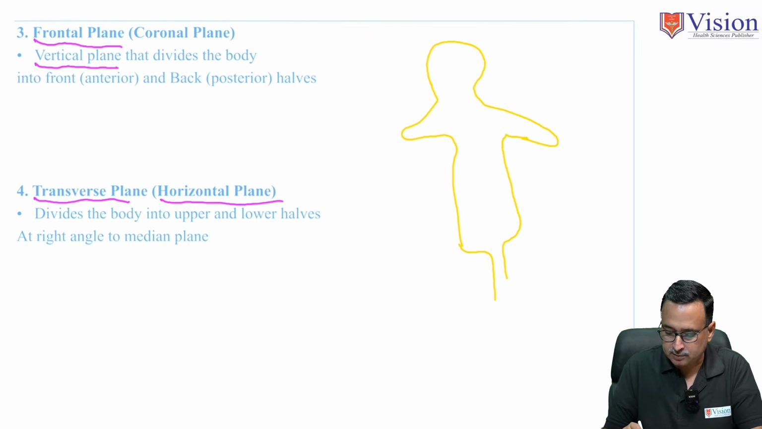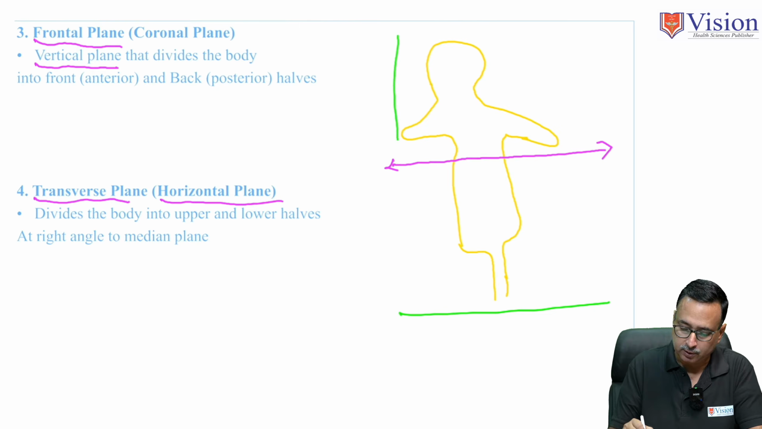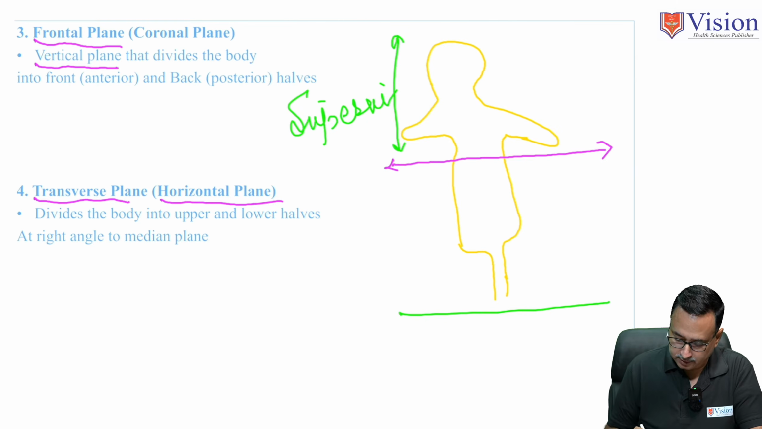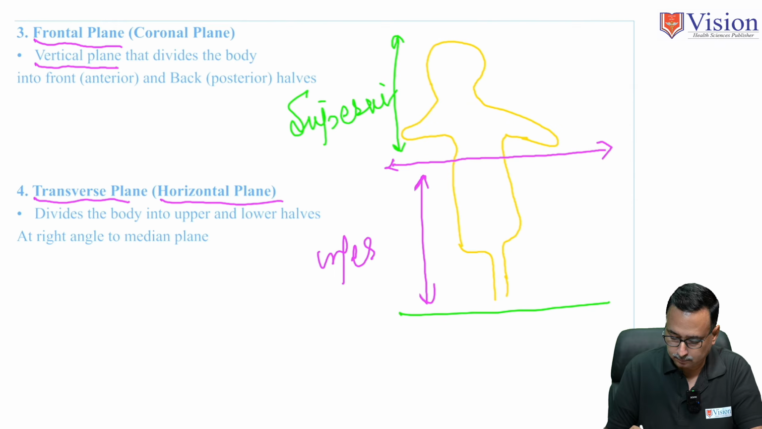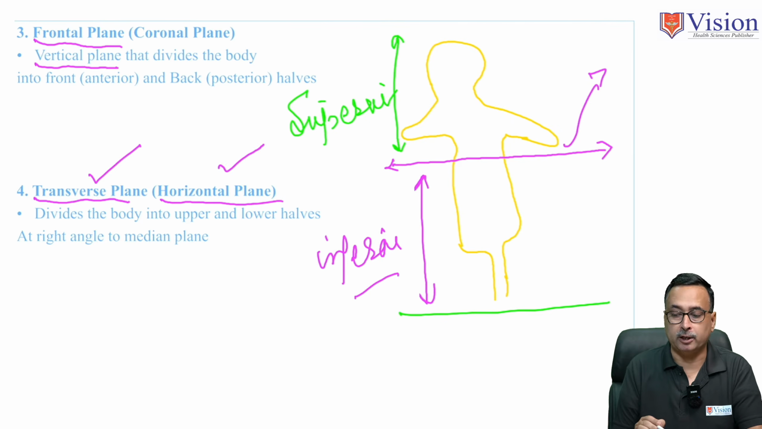A plane which is horizontal or transverse is the transverse plane. It is parallel with the floor and divides the body into a superior half and an inferior half. So this plane is called the transverse or horizontal plane.